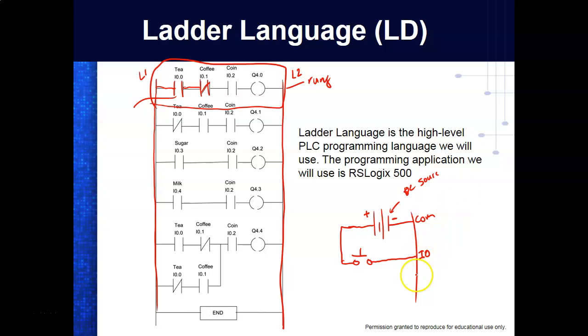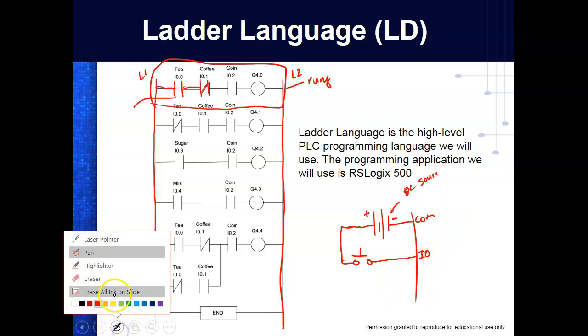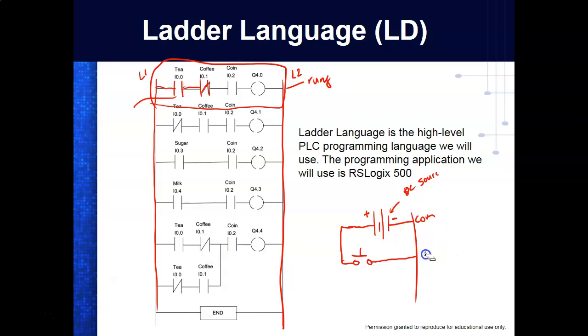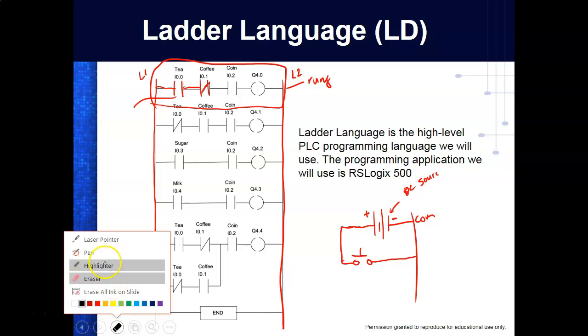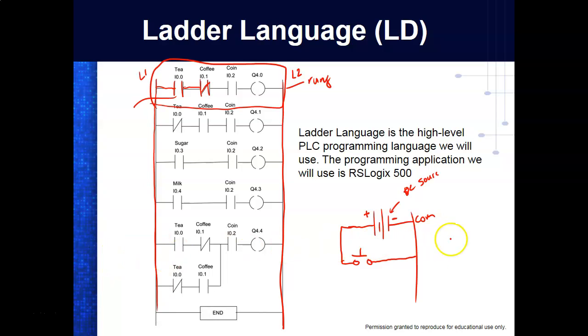Let's do Allen-Bradley. With Allen-Bradley, I would come over here and say input, and it's a fixed PLC or a hybrid PLC, and I'd say input 0/0.